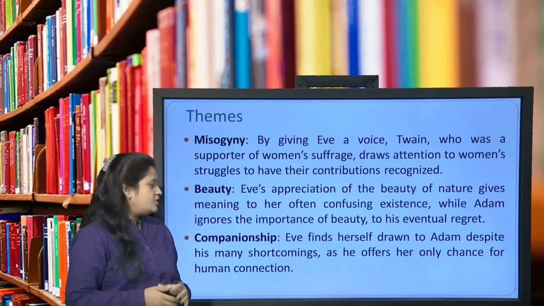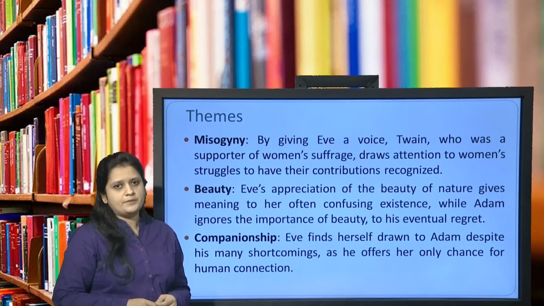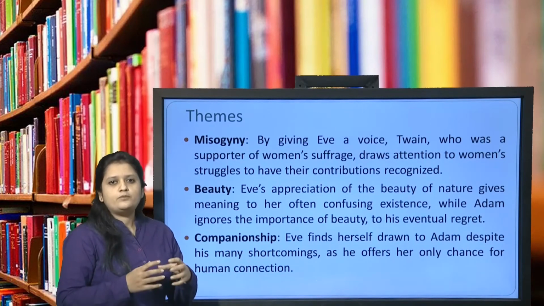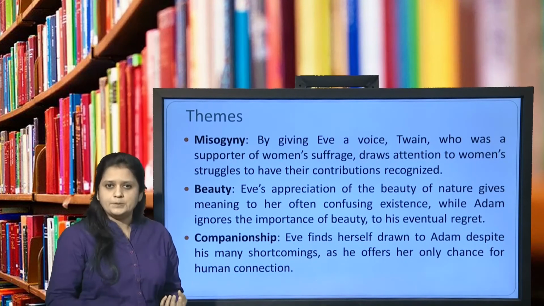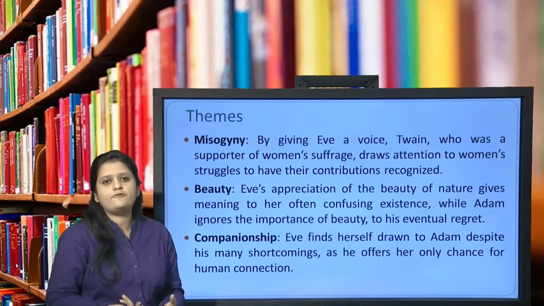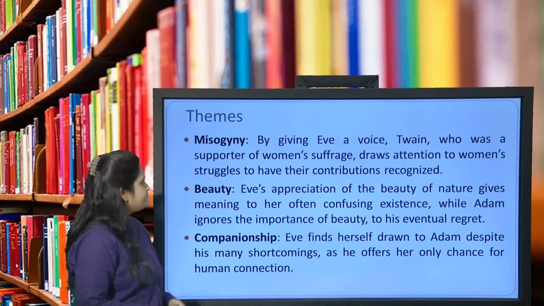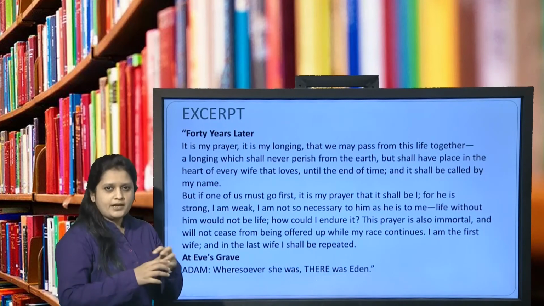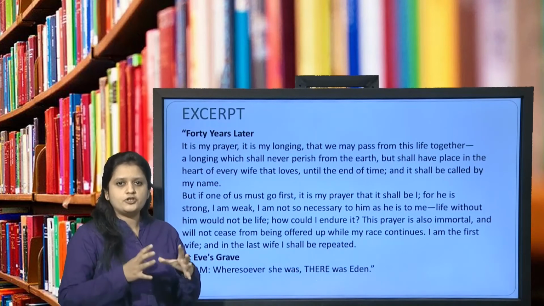And the theme of companionship, that Eve finds herself drawn to Adam despite his many shortcomings, as he offers her only chance for human connection. So Eve has only one other human being, Adam. And Adam is the only chance for companionship that Eve can seek from anyone, because there were only two. One was Eve and the other was Adam. So these are the major themes. Now coming to the excerpt, where it ends actually. And this is a very interesting, or rather significant, part of the short story, Eve's Diary.